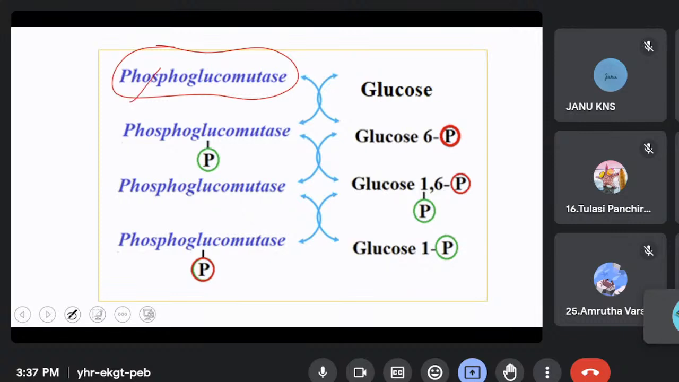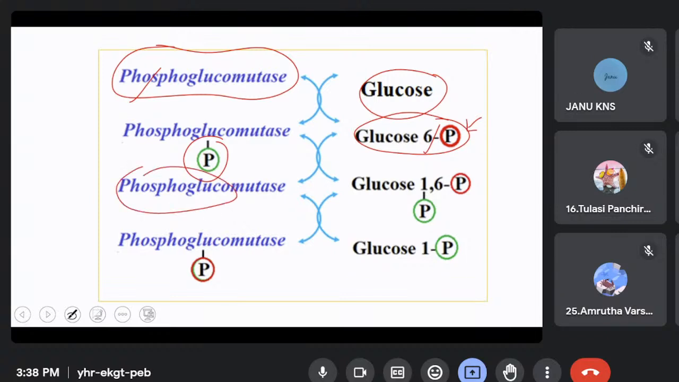So in the initial case, phosphoglucomutase supplies phosphate to glucose, so that glucose is converted to glucose 6-phosphate, where this phosphate is added to the 6th carbon. Hence it is called glucose 6-phosphate. Now it is trapped inside the liver cell. Now the same phosphoglucomutase converts glucose 6-phosphate to glucose 1,6-bisphosphate. And after this, what happens?